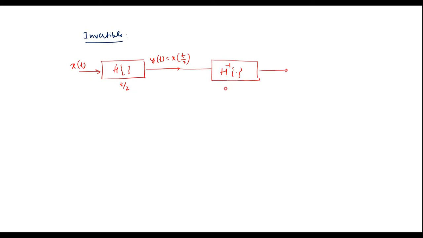So here if I use the system operator as 2t, that is replace each t by 2t, I will get the output as x of 2t by 2, which is the same as x of t. So therefore now I can say the input to the system was x of t and I reverted back the same signal, that is x of t. Therefore this system is invertible.